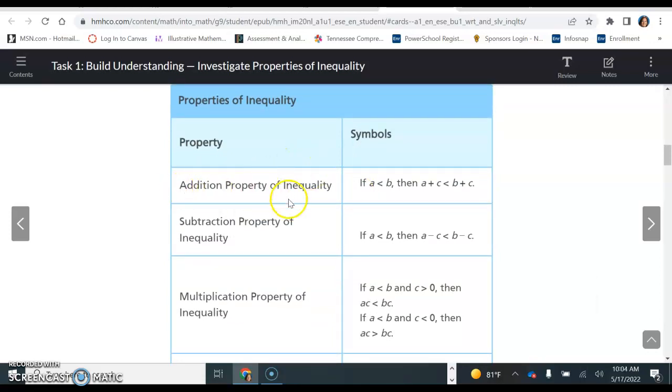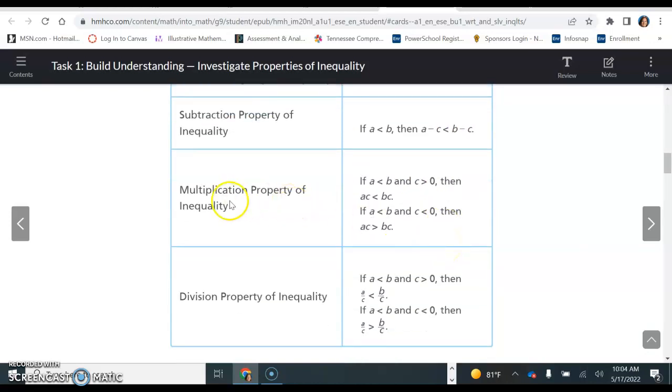So we've got the addition property of inequality. If A is less than B, then A plus C is less than B plus C. So if you add C to both sides, it doesn't change the inequality symbol. Subtraction property. All right, again, if you subtract C from both sides, it does not change the inequality symbol.